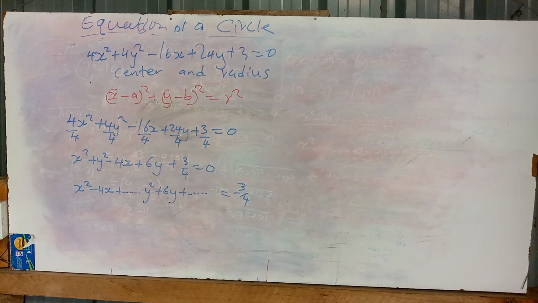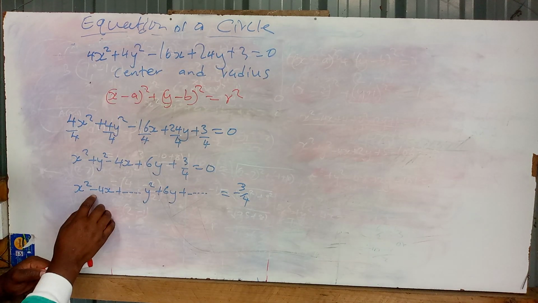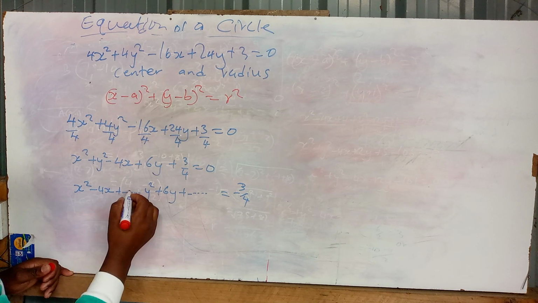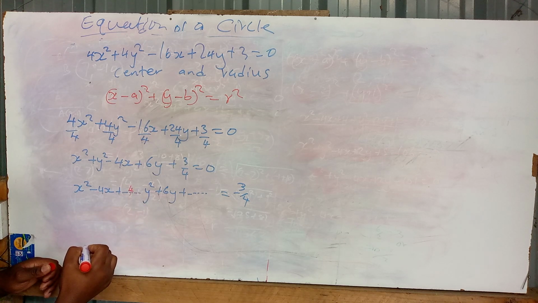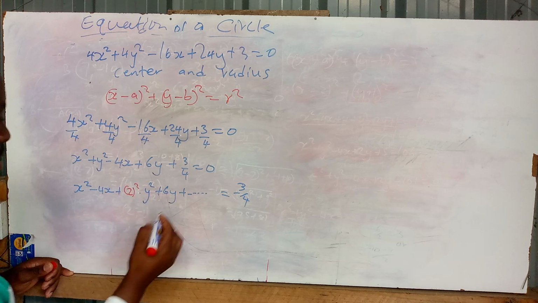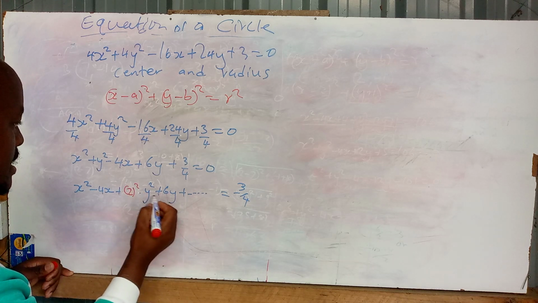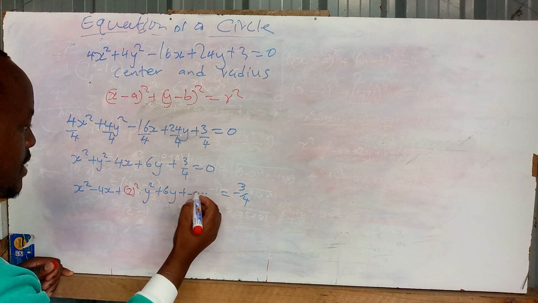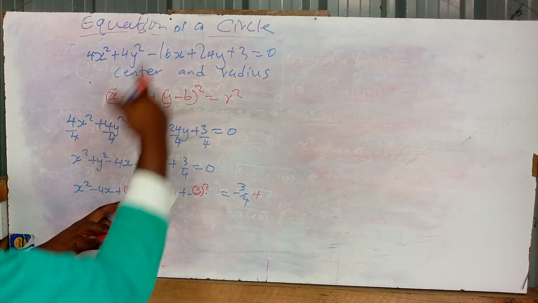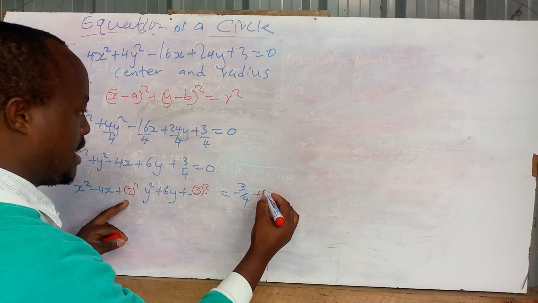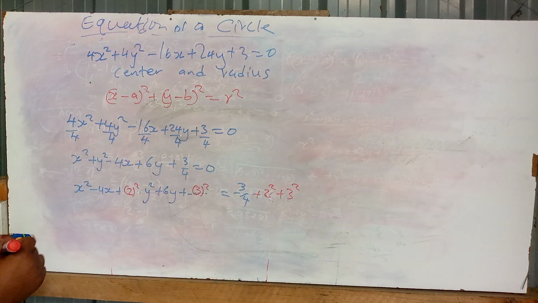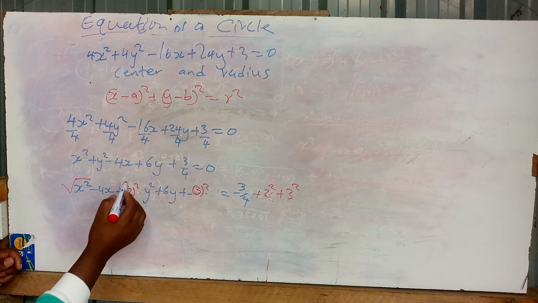Now, the completing square method tells us that we divide this by 2 and then we square. Dividing this by 2 and squaring, we get 2 squared. Dividing this by 2 and then squaring, we get 3 squared. Everything that you add on this side, add it on the other side. So we have 2 squared plus 3 squared. Now find the square root of this and the square root of that.